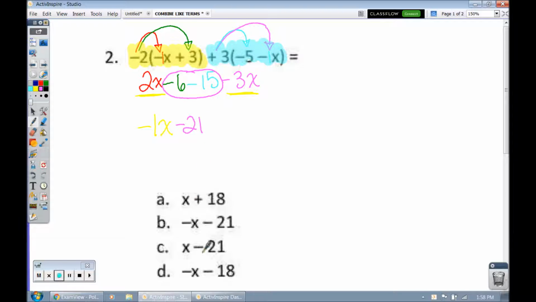So we find the one that matches up. Remember, there's an invisible 1 here. See how that matches up to our answer? So our answer is B.